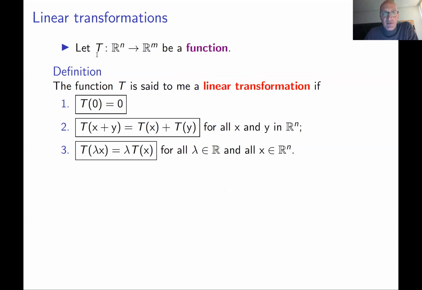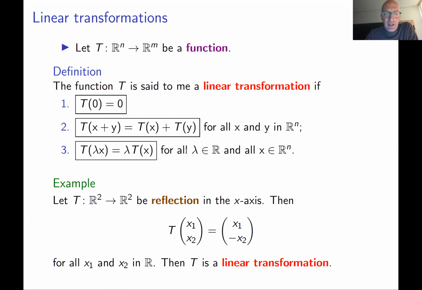So again, if you have a function T from n-dimensional space to m-dimensional space, we say that T is a linear transformation if T of 0 is 0, if T of x plus y is T of x plus T of y, and T of lambda x is lambda times T of x for every x, y, and lambda. Lambda is a number, and x and y are vectors. Okay, three very explicit properties.